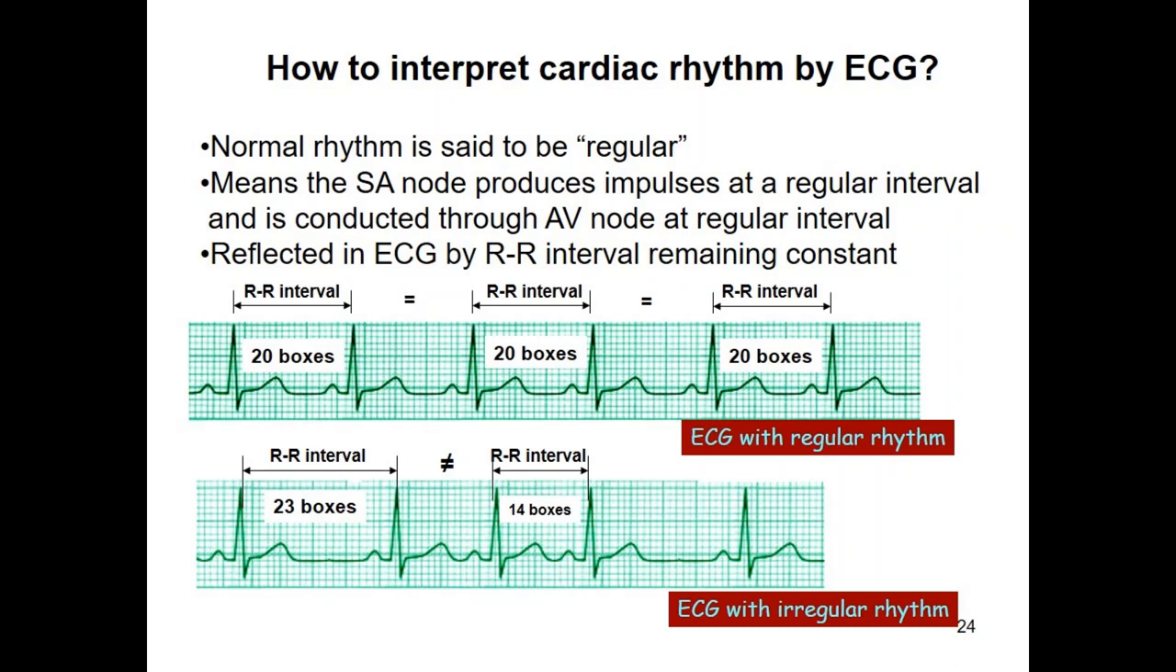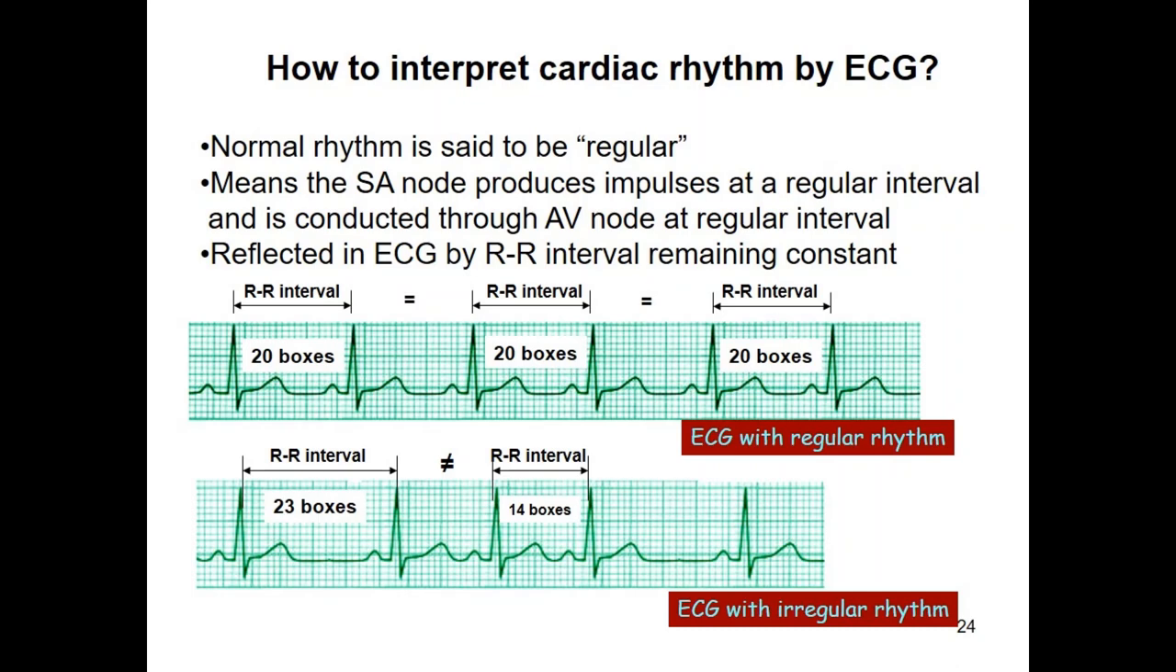You can see here the RR interval. The R is coming very regularly. You need not calculate, you can just see that it is very regular. Any interval, anytime you can see, they're all the same. This equal, this equal, this 20 boxes. 20 times 0.04, 0.8 seconds. This is an ECG with regular rhythm, sinus rhythm.